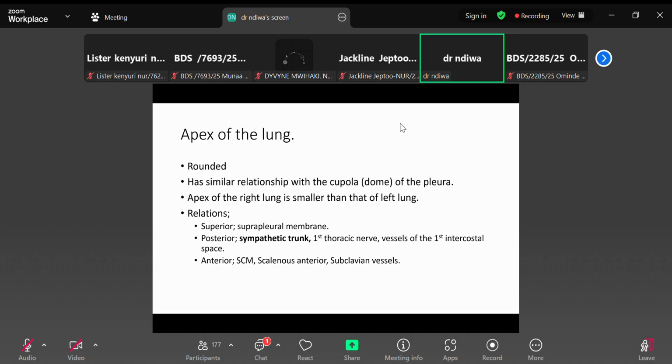Relations of the apex of the lung. Superiorly, we have the suprapleural membrane. And then posteriorly, you have the sympathetic trunk, first thoracic nerve, vessels of the first intercostal space. Anteriorly, you have the sternocleidomastoid.